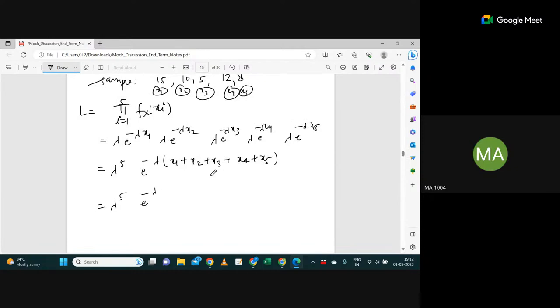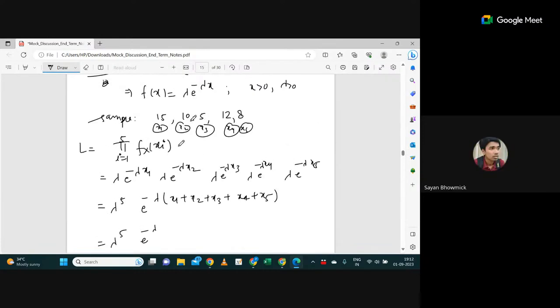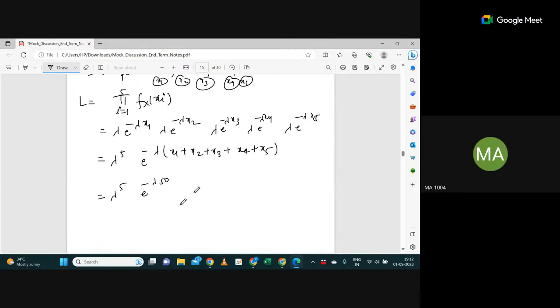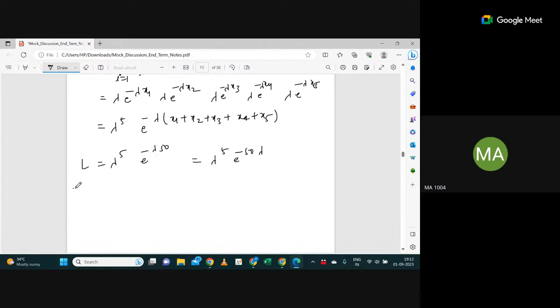And what is the summation of all the values? It will be 20, 30, 50, right? So we got lambda raised to the power 5, e raised to the power minus 50 times lambda. This is L. What is the next step?